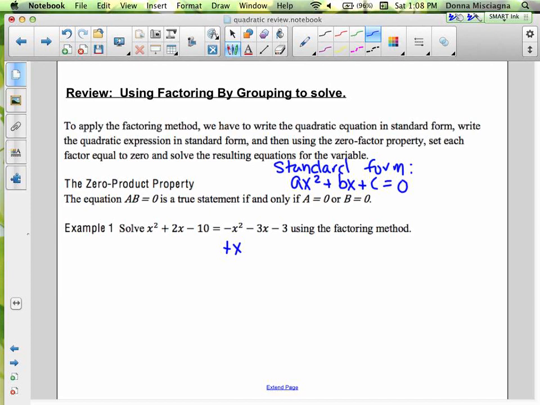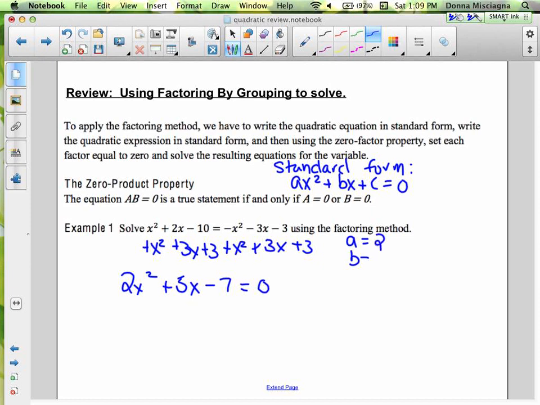So we're going to add an x squared to both sides. We're going to add a 3x to both sides. We're going to add a 3 to both sides. Right, and now we'll have everything on the left side. So x squared plus x squared is 2x squared. 2x plus 3x is 5x. And negative 10 plus 3 is going to give us negative 7. Right? And that's equal to 0 because now there's nothing on the right side. So now we multiply a times c. Let's actually write down what a and b and c are. a is equal to 2, b is equal to 5, and c is equal to negative 7.